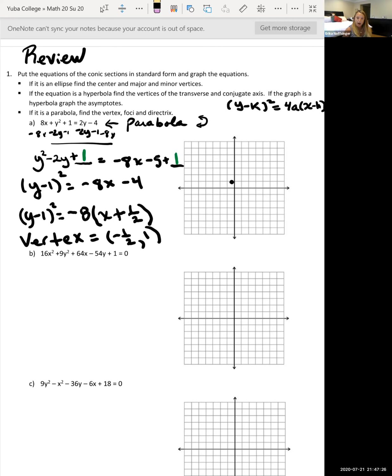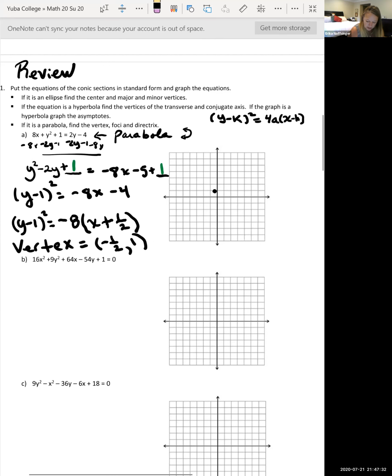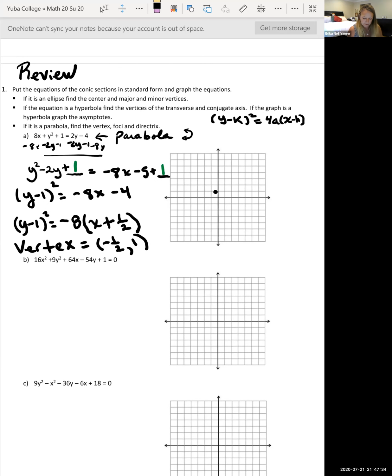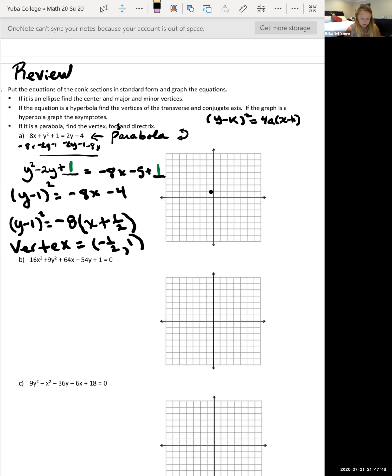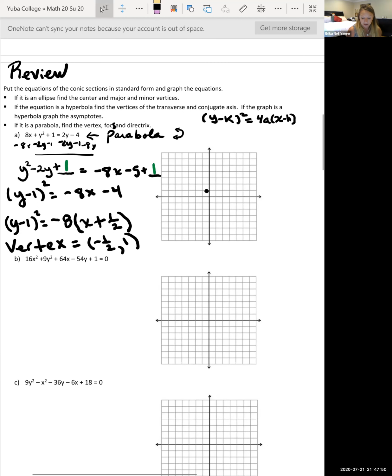We need to figure out what P is. P is the value that will give us the focus and the directrix. I might have just said P because that's a variable that I've been using pretty much all my career right now. This textbook uses A. So we need to figure out what that A value is.